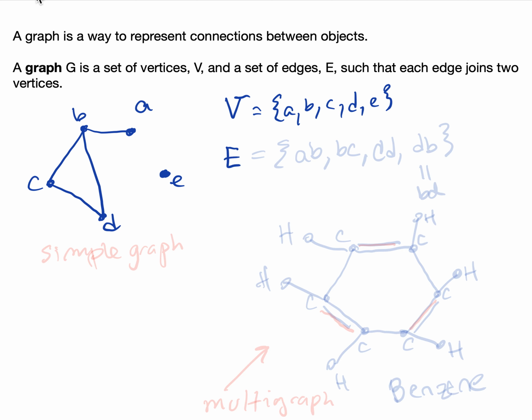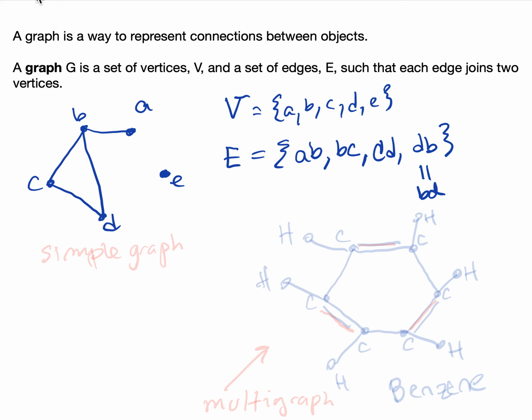Now our edge set is the set of pairs of edges between vertices. So AB is an edge, and so I'll write AB. BC is an edge between two vertices. CD is an edge, and DB is also an edge. So that's all of the four edges of this graph. One thing is that because this isn't a directed graph, the order of the vertices doesn't matter. So for example, the edge DB is the same as the edge BD.